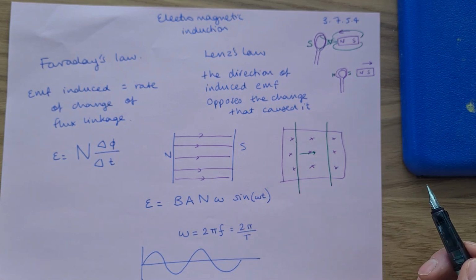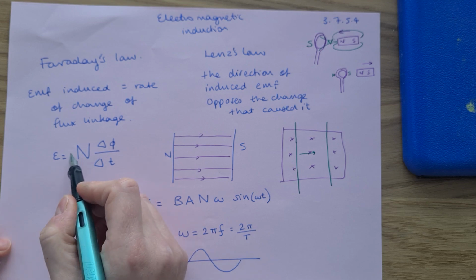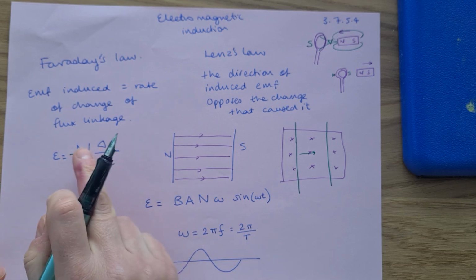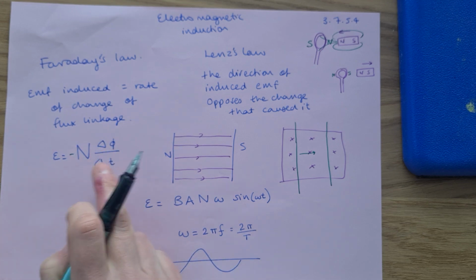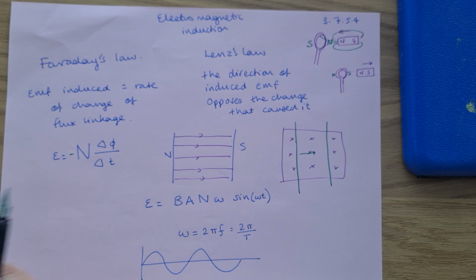So whatever the EMF produced, the direction of the EMF opposes the change that causes it. And often you get a negative on there, because this is the change, right? And this is the EMF, and it has to be in the opposite direction. But AQA just don't leave it out.